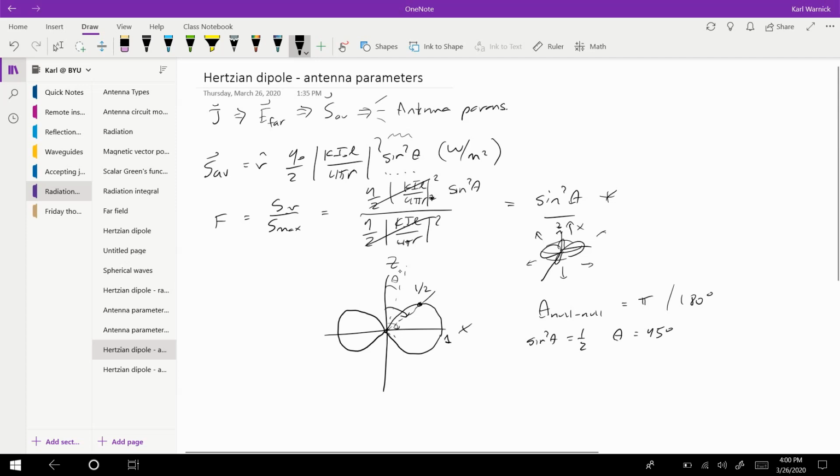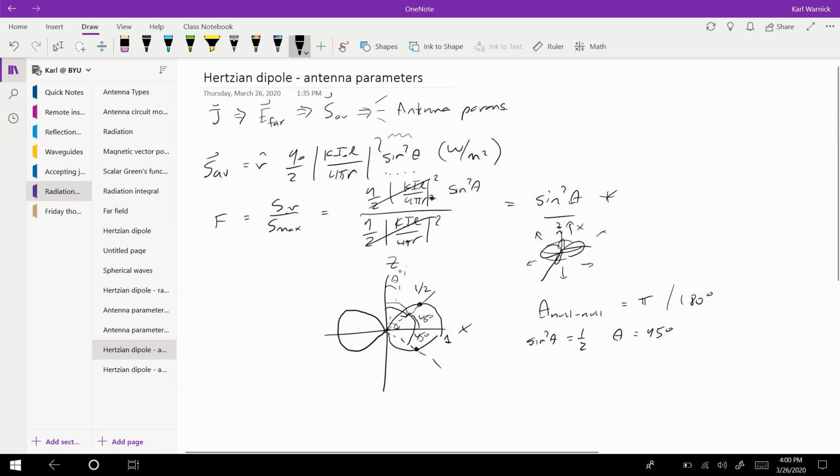Now the 3dB beam width is from the one 3dB point to the other, where we're 3dB down or half in natural numbers. So we have to take the theta equals 45 degrees, which is here, subtract it from 90 to get this 45 degrees.